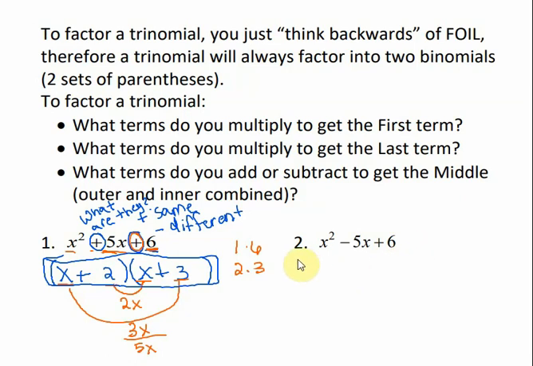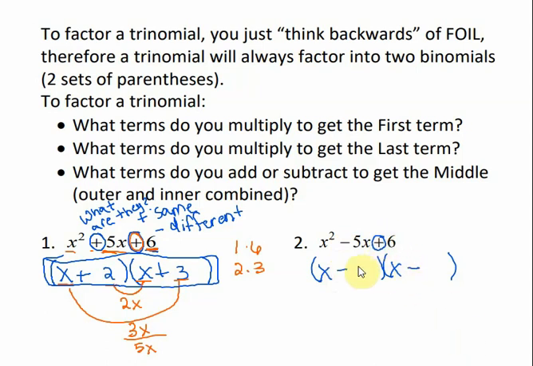Let's look at number 2. Again, I know that I'm going to have 2 sets of parentheses in my answer, so let me go ahead and put those there. What can I multiply together to get this first term? X and x. Then I look here to tell if my signs are the same or different. They're the same because that's a plus sign. So now I look at the first sign to tell what they are. They're the same, but this time they're both negative.